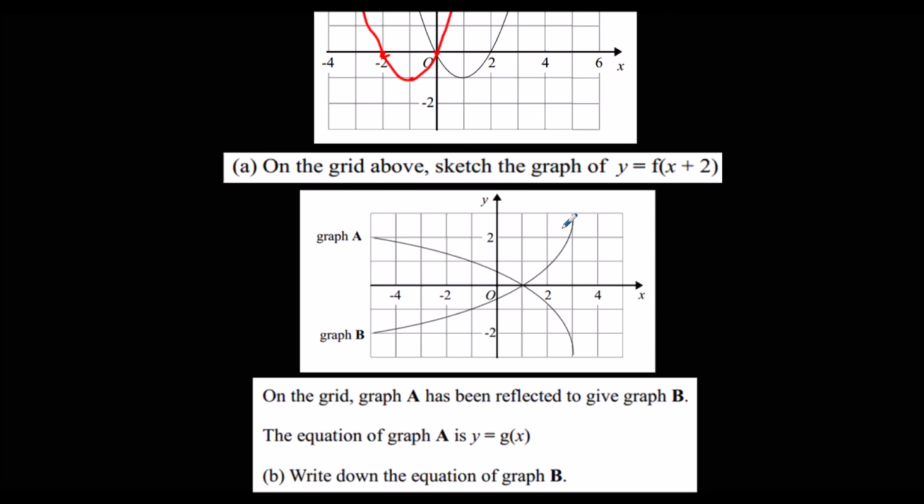So our positive y's, so this point had a y coordinate of 1. It's now negative 1. This point with 2 is now negative 2. So all the y coordinates have been multiplied by negative 1. So the changes to the y, it goes outside. So it's minus g of x.